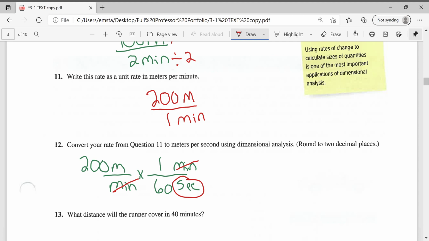Now I have to do the arithmetic. 200 times 1 is 200. I just have a 60 on the bottom. Let's go ahead and use our calculators to take 200 divided by 60. They asked me to round to 2 decimal places, so I get 3.33 meters per second.